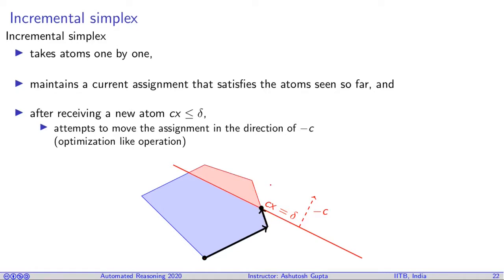And this is how you map a satisfiability problem into an optimization problem. Each time a new constraint is introduced, either the current point already satisfies that constraint, or we try to move towards that. And the movement happens by visiting corner to corner. Okay, and that's how the incremental simplex operates. So this is a satisfying situation.